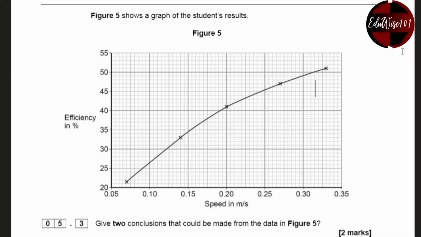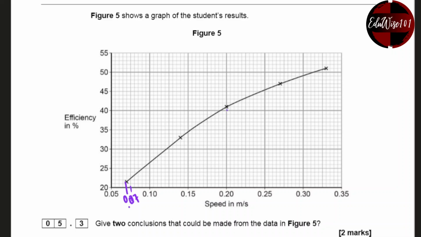So give 2 conclusions that could be made from the data in figure 5. So the conclusion that you can make is that the speed is starting from around 0.07 meters per second, and the efficiency is increasing as the speed increases. That's your first mark.